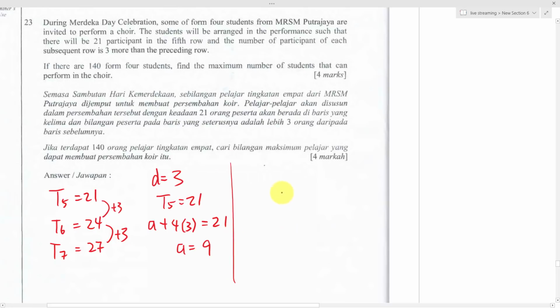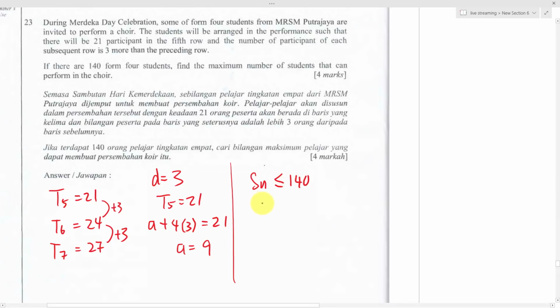So okay, I want to know how many rows. So I should know this: 140, basically plus all the Tn, right? So basically I'm going to do Sn must be less than or equal to 140. That means the maximum is 140 here. So yeah, I cannot go more than 140, but I can equal 140, right?